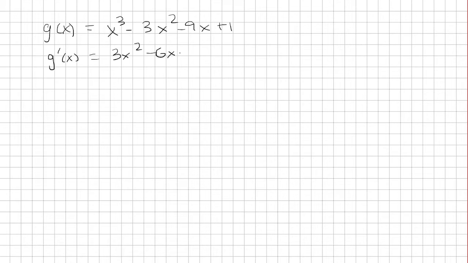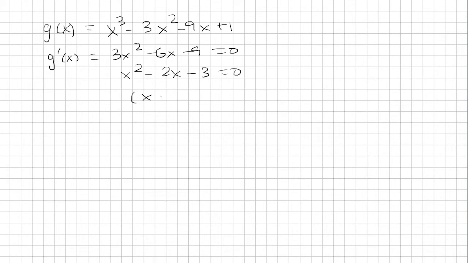We're given g of x is equal to x cubed minus 3x squared minus 9x plus 1. We want to find the critical numbers of g. So for that, we'll take the derivative and set it equal to 0. Here I can factor out the 3 or divide both sides by 3. I think dividing is easier.